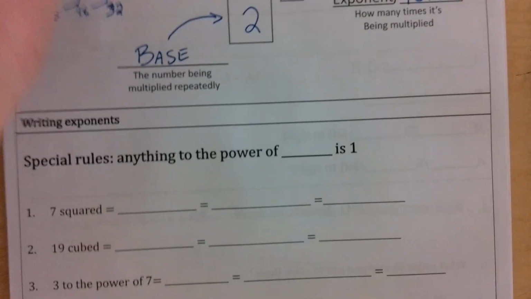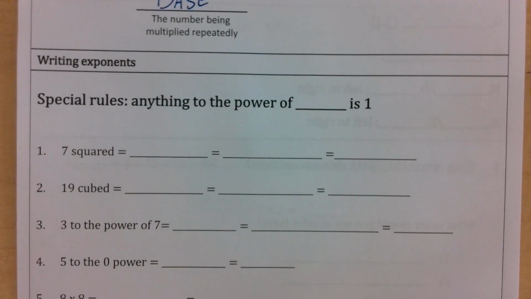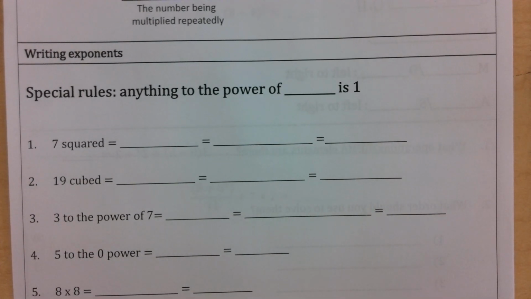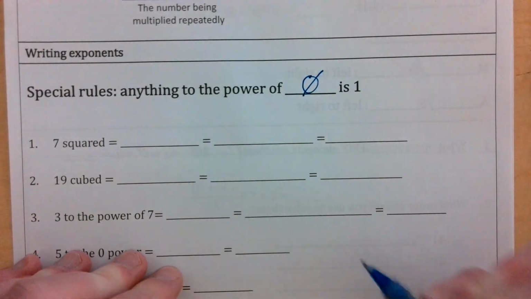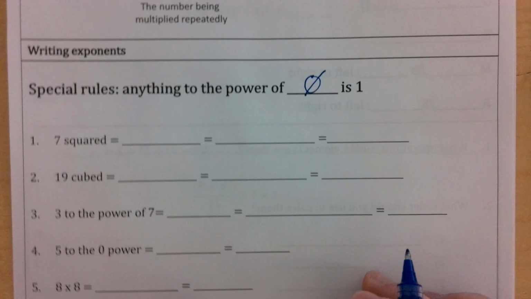All right, so let's talk about how we write exponents. And there is a special rule that you need to know. Here's our special rule. Anything to the power of 0 is 1. And we'll come back to that in just a moment.